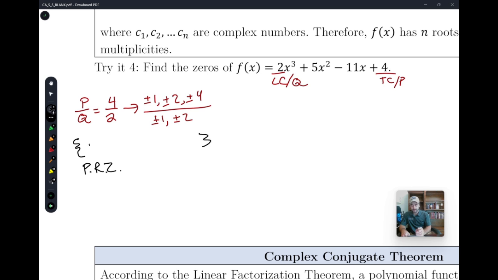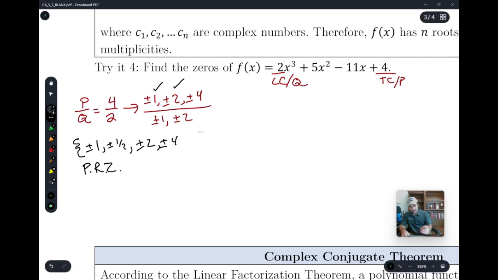1 over 1 is 1, plus or minus 1. 1 over 2 is 1/2, plus or minus 1/2. Oh, that's it. Now move to the 2. 2 over 1 is 2, plus or minus 2. 2 over 2 is 1. We've already accounted for 1. We don't have to do it. So I took care of the 1, took care of the 2. 4 over 1 is 4, so plus or minus 4. 4 over 2 is 2. Well, we've already written it there. So that is our set of possible rational zeros.